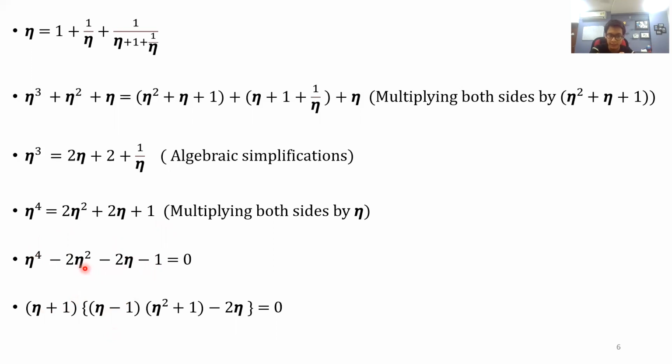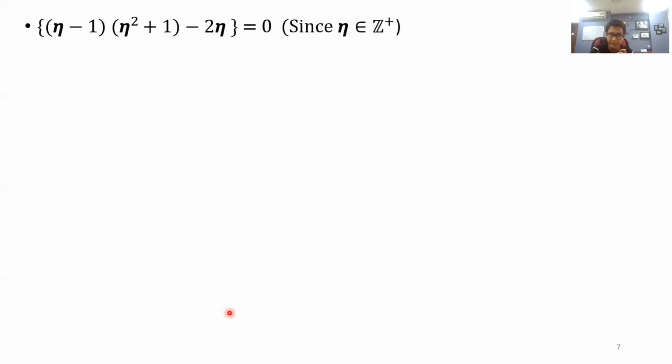So now, as you can notice, by grouping the first and last and the two middle terms, we have an n plus 1 common out of the whole equation. So we write that as n plus 1 times the inside bracket, which is n minus 1 times n squared plus 1 minus 2n equals 0. Now, let's see how we can improve on this. We can write that only the inner bracket has to equal 0.